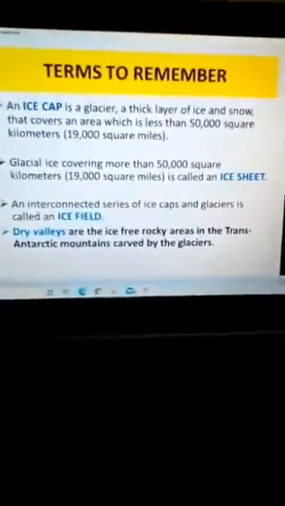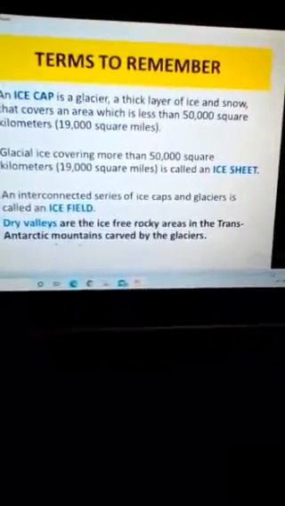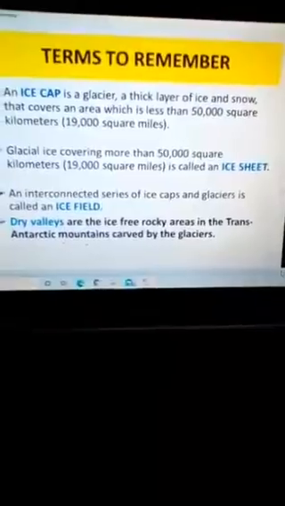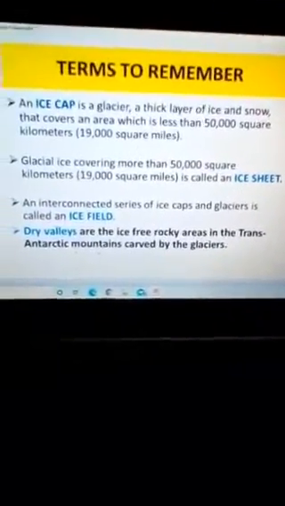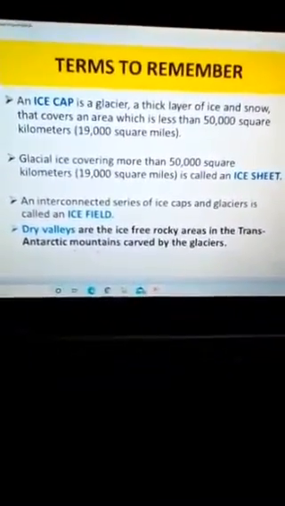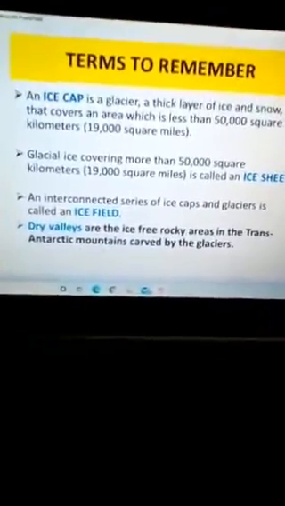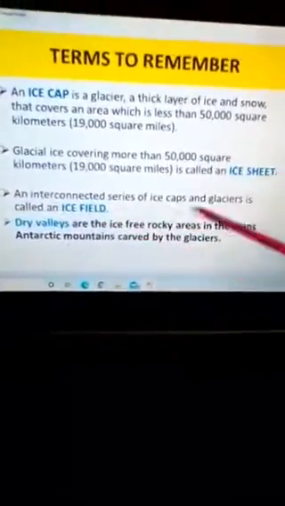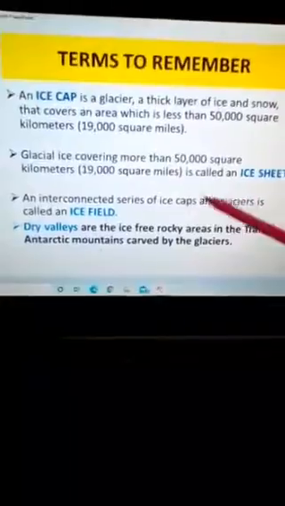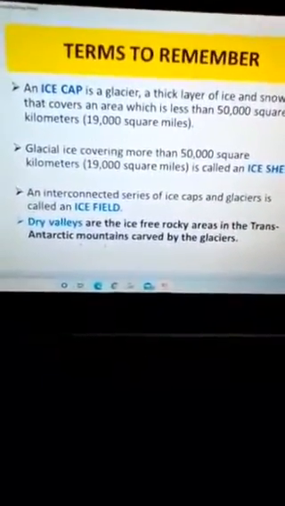Here is the third most important term. An interconnected series of ice caps and glaciers is called an ice field. So we learnt what an ice cap is, we learned what a glacier is. Now the interconnected series of both of these is called an ice field.